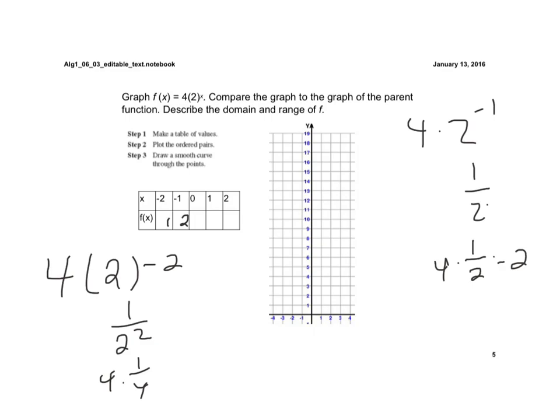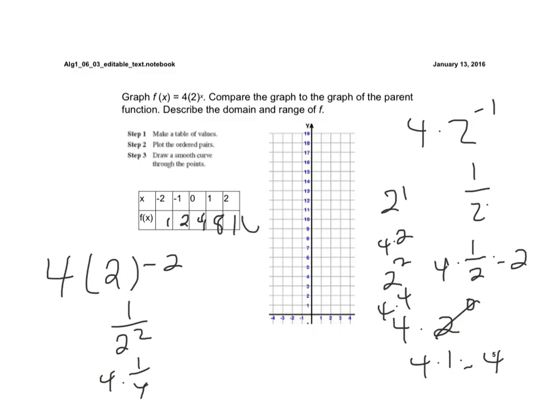And then I plug in 0. Well, 4 times 2 to the 0. 2 to the 0 is 1, and 4 times 1 is 4. Now I plug in 1. So now 2 to the first is 2, times 4 is 8. And then I plug in 2. 2 squared is 4, and 4 times 4 is 16.